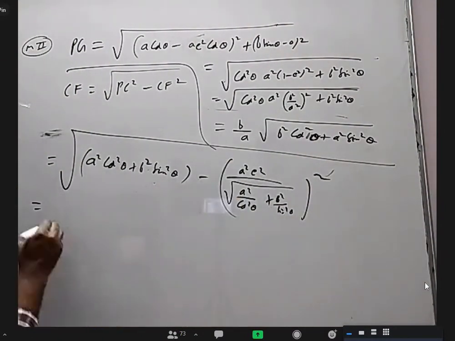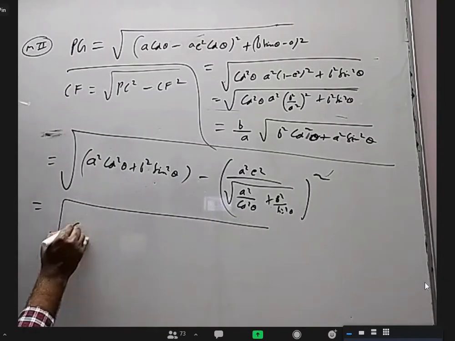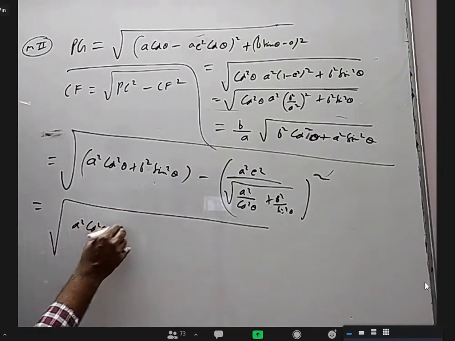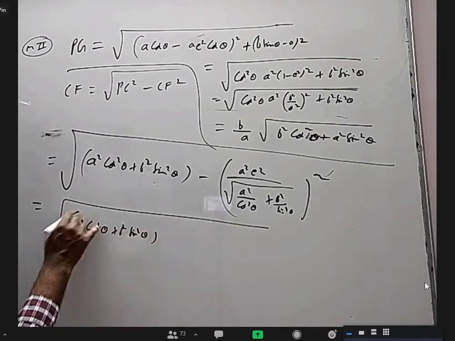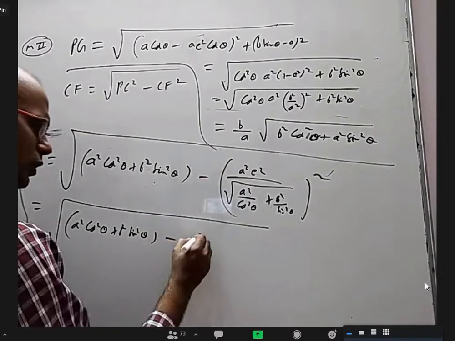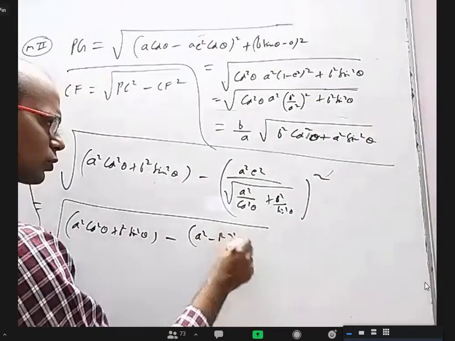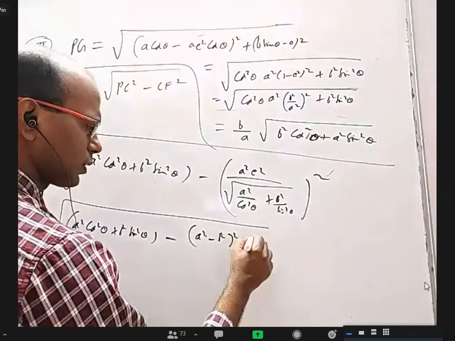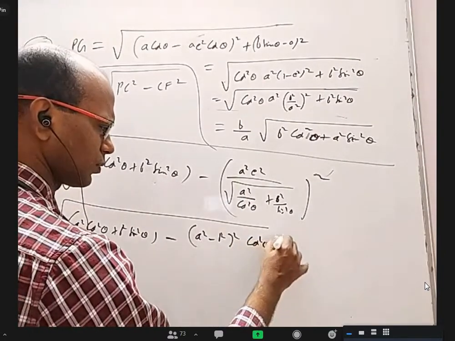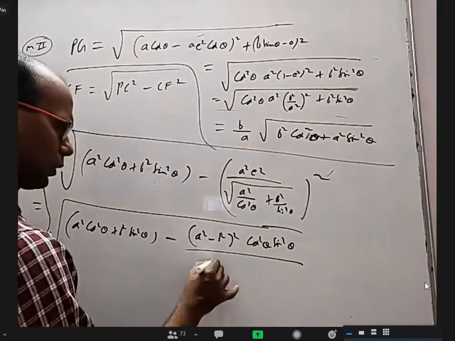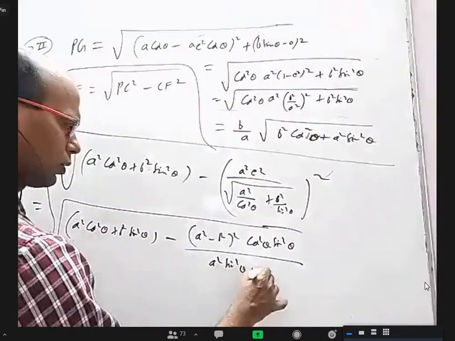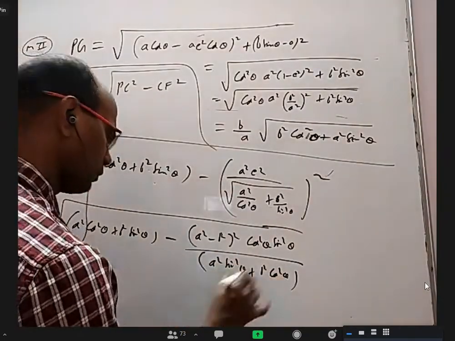I want to take LCM here. This is a square cos square theta plus b square sin square theta. This a square e square I can write as a square minus b square whole square. This will go up as cos square theta sin square theta by a square sin square theta plus b square cos square theta.